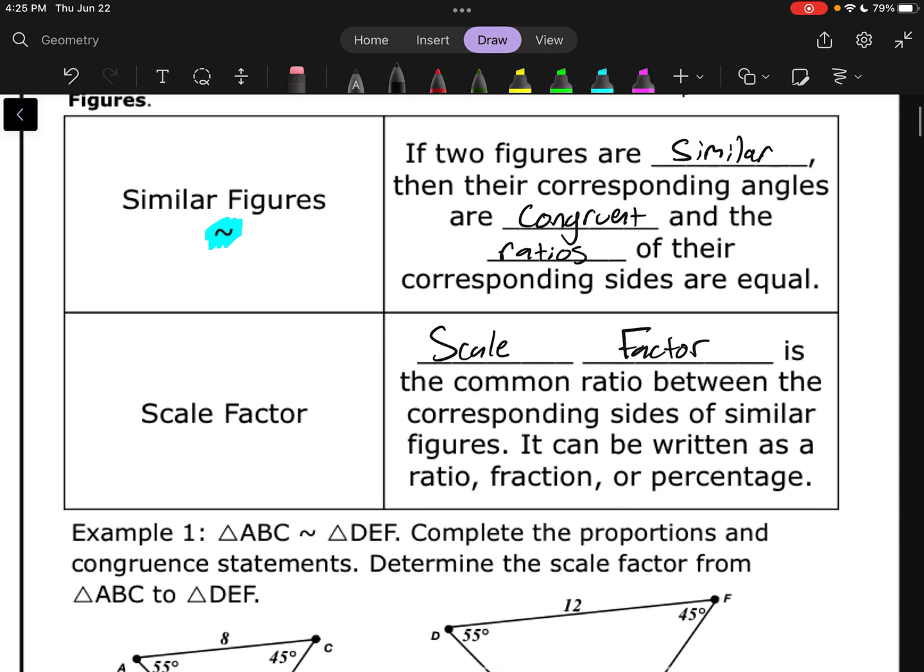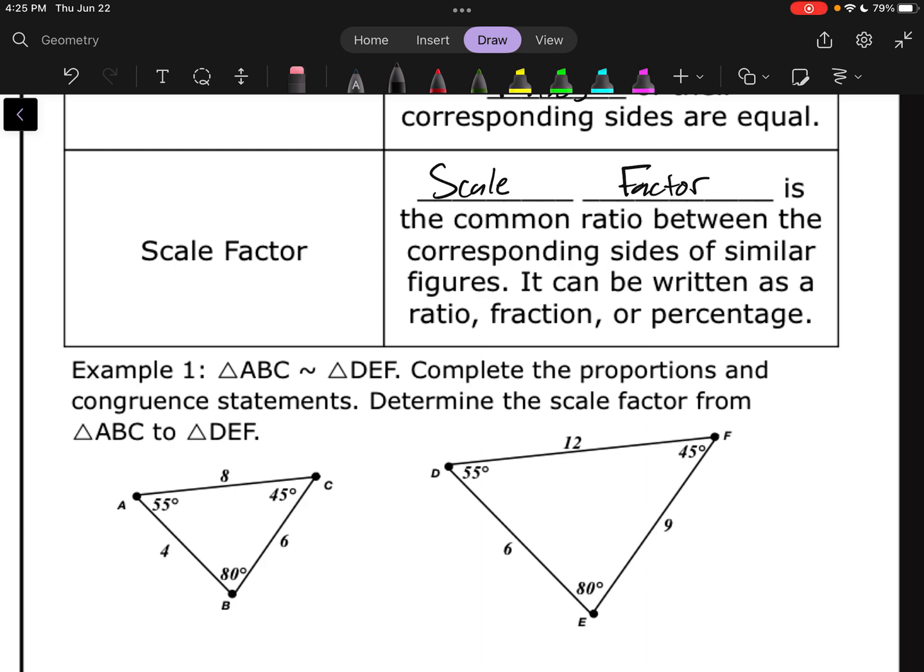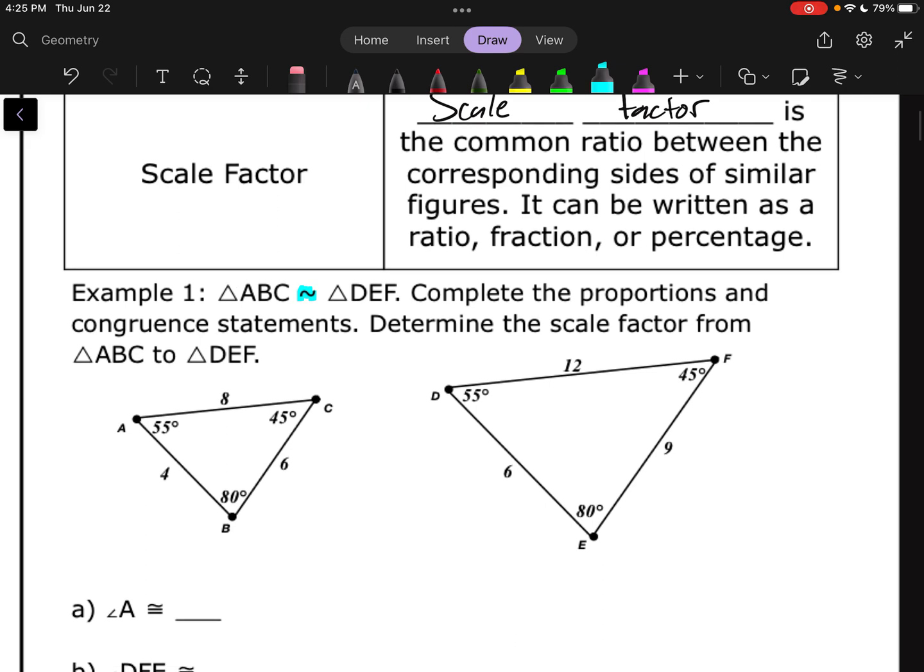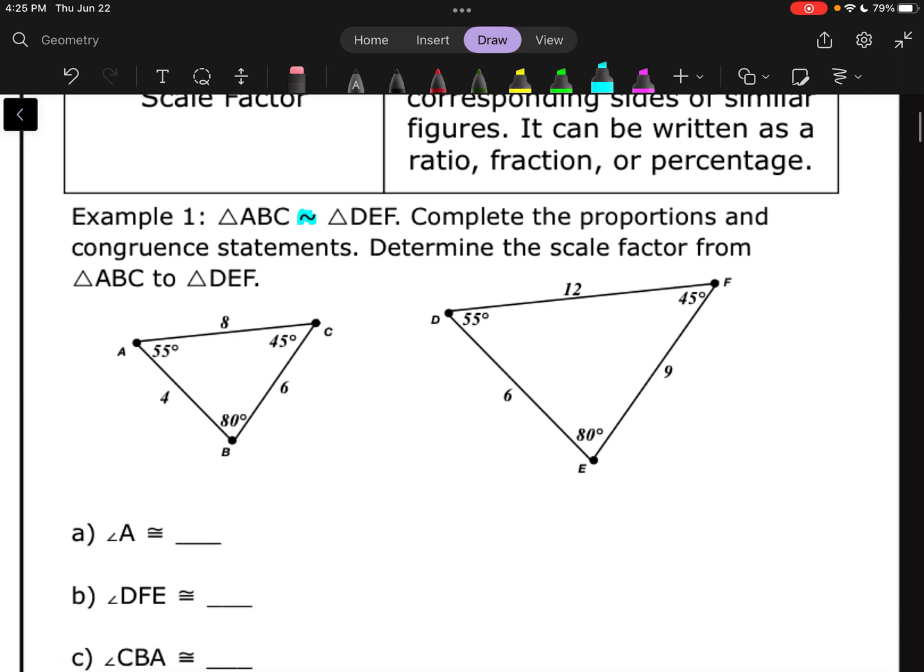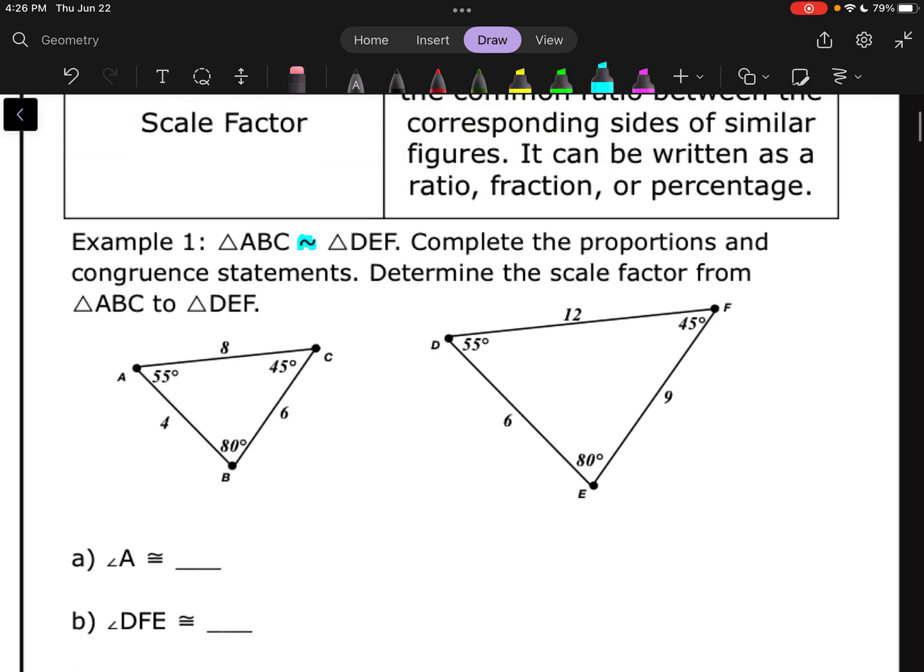So what are we talking about here? What are these similar figures? If you look at example 1 here, you're going to see two similar triangles. It says triangle ABC is similar, that's that symbol there, to triangle DEF. Complete the proportions and the congruence statements. Determine the scale factor from triangle ABC to triangle DEF. So you can see these similar triangles here, and you can see what they look like. They're essentially the same shape, but different sizes of each other. And how those sizes are related is the scale factor.